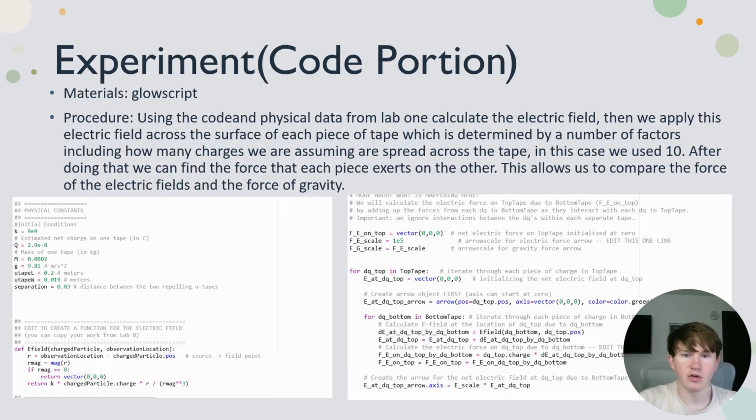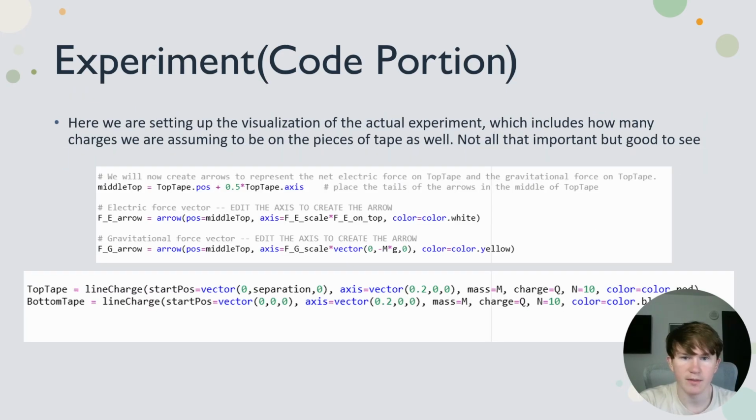So this was the main portion, the code. Basically, we just used the code and physical data from the first experiment to calculate the electric field, and then we applied this to an electric field across the surface of each piece of tape, which was determined by a number of factors, including how many charges we assumed were spread across the tape. In this case, I used 10. After doing that, we can find the force that each piece of tape exerts on the other, and this allows us to compare the electric force and the force of gravity.